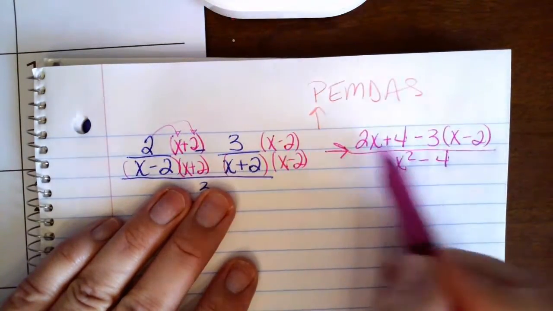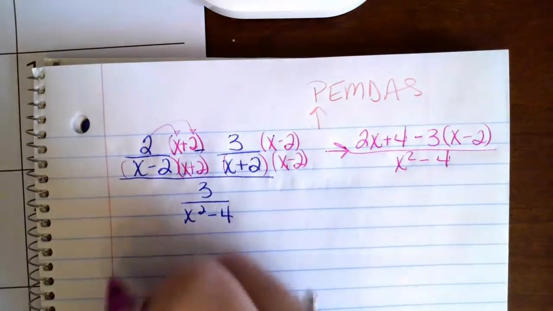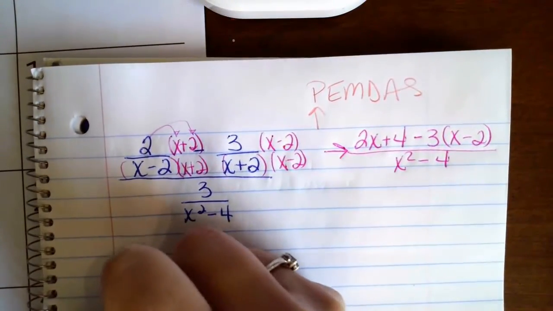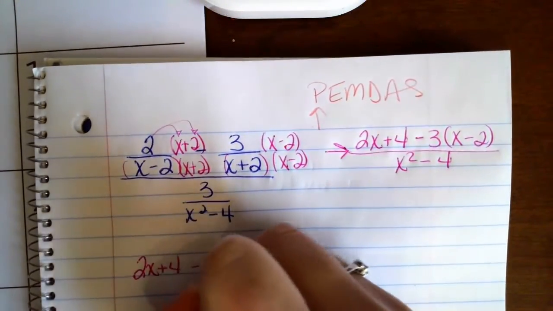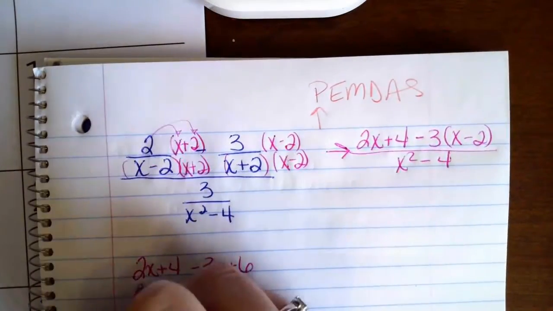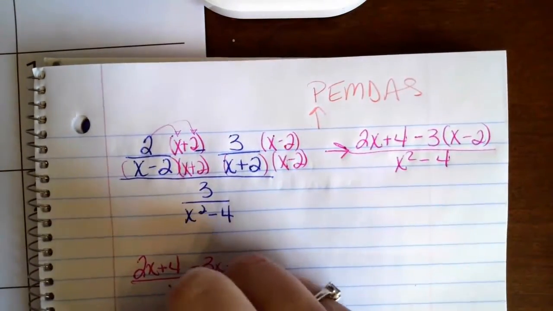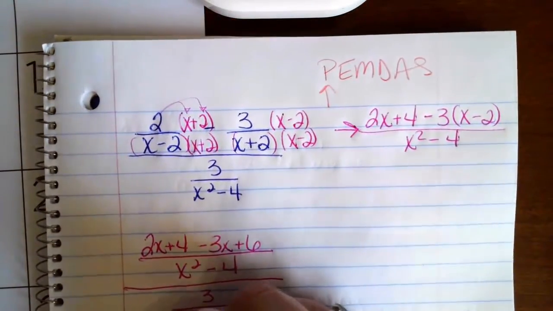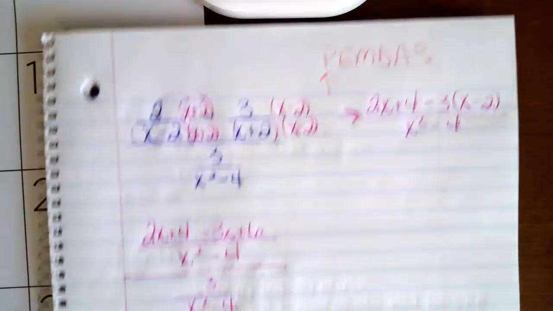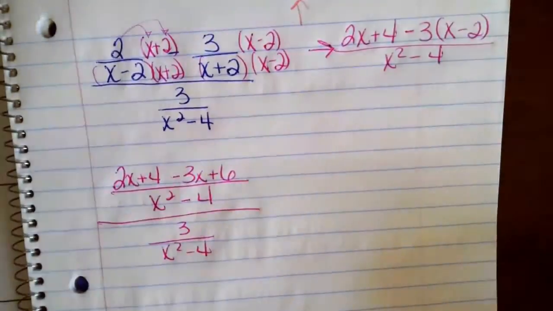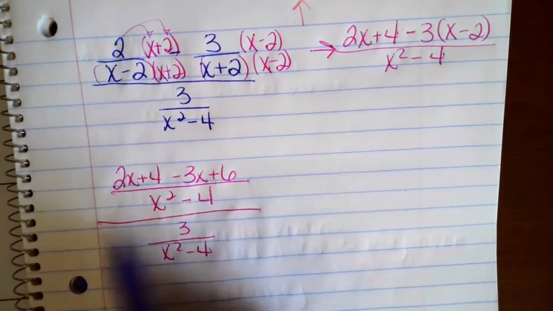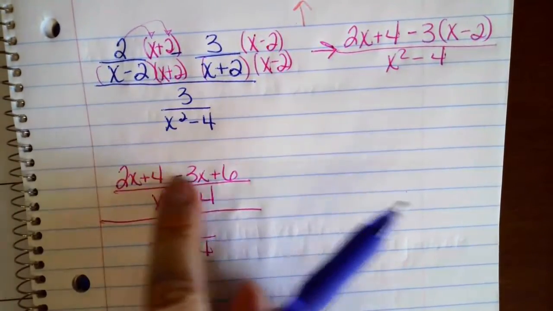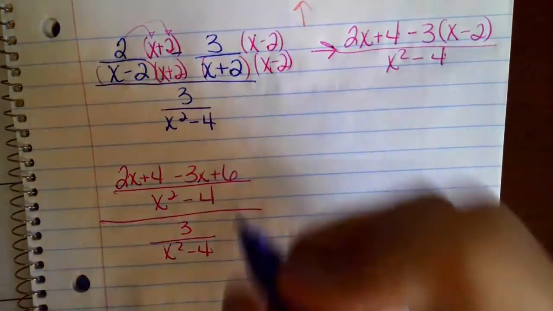So now when I simplify my numerator, I'm going to get a 2x plus 4 minus a 3x plus a 6 over an x squared minus 4, and all of that is over 3 times x squared minus 4. So now I've got a big fat fraction over a big fat fraction, and this is still not simplified, so let's get that taken care of.